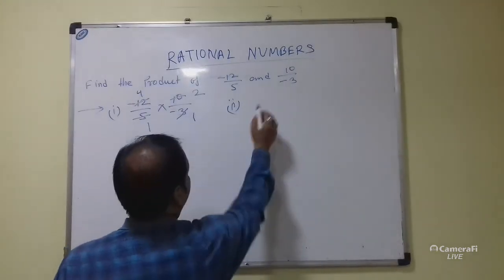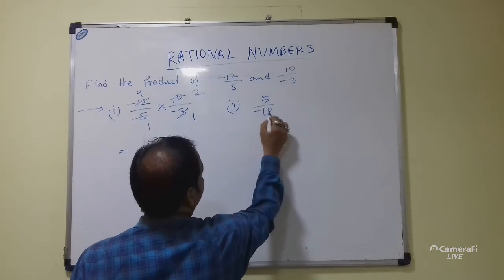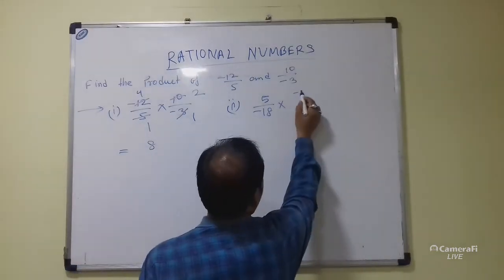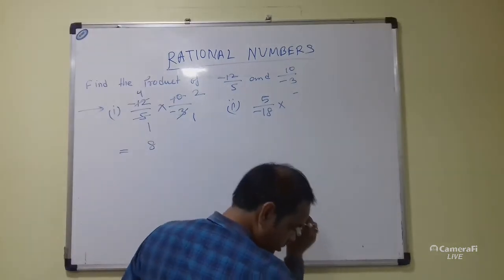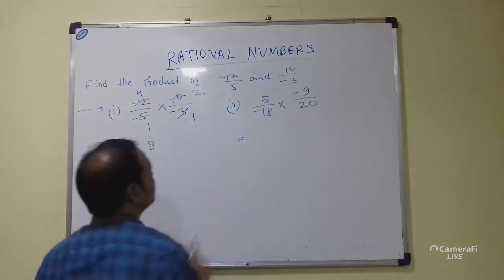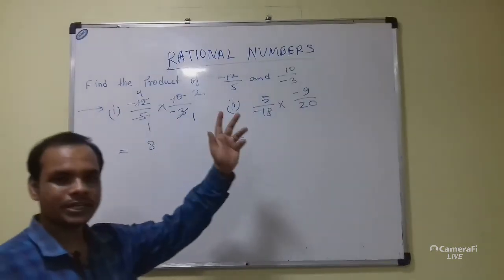5 by minus 18 multiply minus 9 by 20. So it is a similar process, you can see.